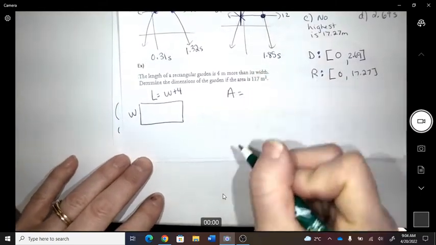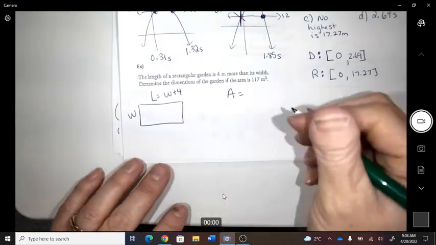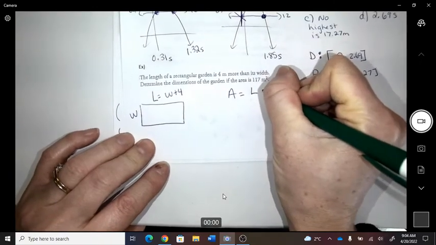Okay, so what do we know about the area of a rectangle? So a rectangle area is the length times the width. That's how we get an area of a rectangle.